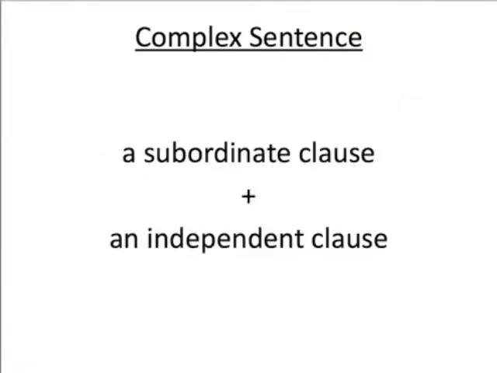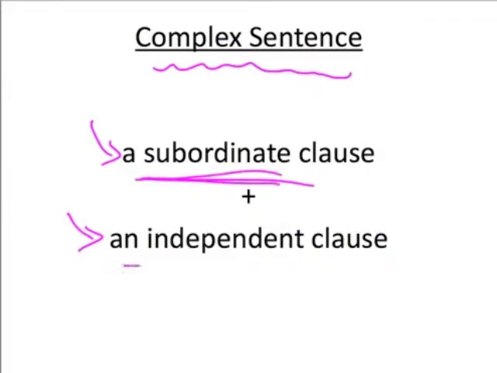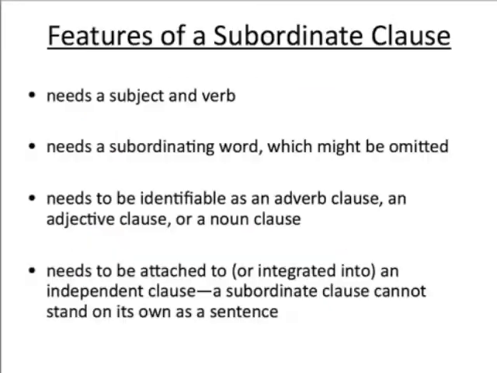The formula for a complex sentence is the subordinate clause with an independent clause. And again, the adjective clause sentences, adverb clause sentences, noun clause sentences, those were all existing inside complex sentences. So we had one of the subordinate clauses that was anchored to an independent clause. That's the formula for a complex sentence.